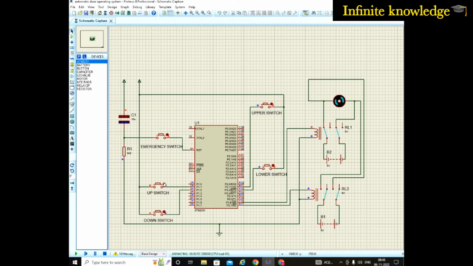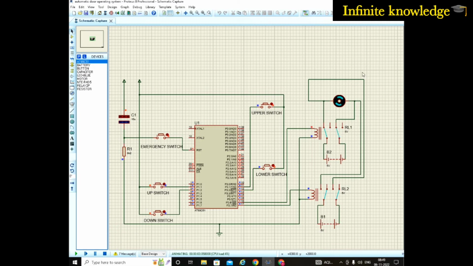Now if you press the upper movement and want to stop the system immediately, you just press the emergency push button. As you press the emergency push button, your motor stops and your system stays at that position. Now you have to restart the system once again, so once again I am showing you how the system works.